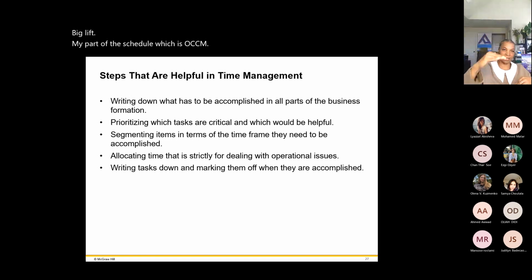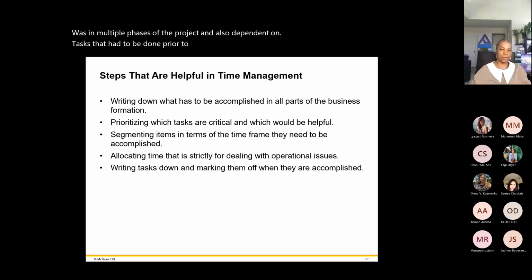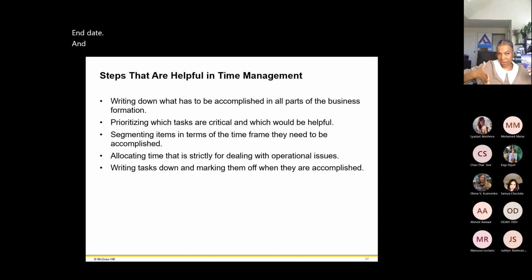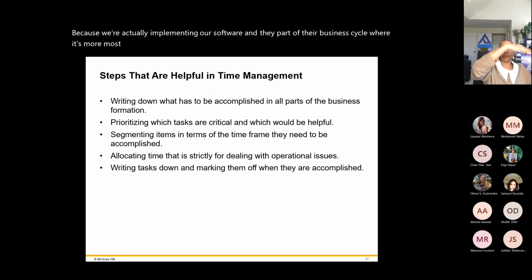was in multiple phases of the project and also dependent on tasks that had to be done prior to doing what I needed to do from an OCM perspective. So timing is critical because if one thing is off, everything is off. The project has an end date, and we don't want to push the date out because it's not a good look for the client. Because we're actually implementing our software in the part of their business cycle where it's most appropriate. They are universities, right?